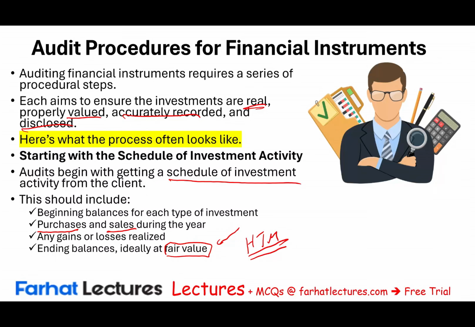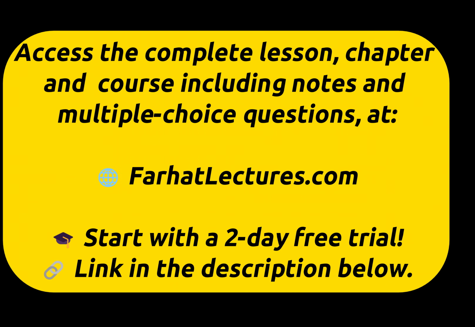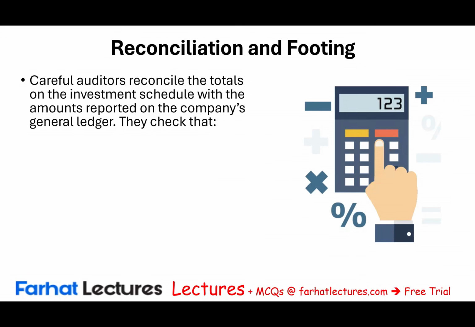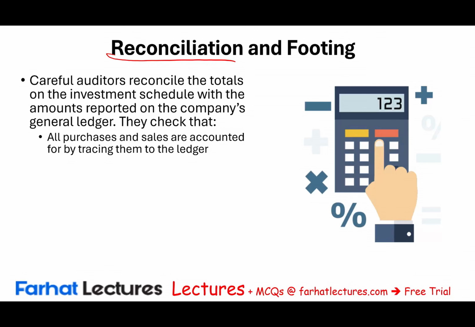Now, when you get the schedule, what do you do first? We have the schedule. First, you foot it, you reconcile it. You foot it means you get a calculator, punch in the numbers, make sure you're adding and subtracting everything correctly, and you trace it, you reconcile it to the general ledger. So careful auditors reconcile the total schedule with the amount reported on the company's ledger. Simple as just adding it and seeing if the numbers are in the general ledger.